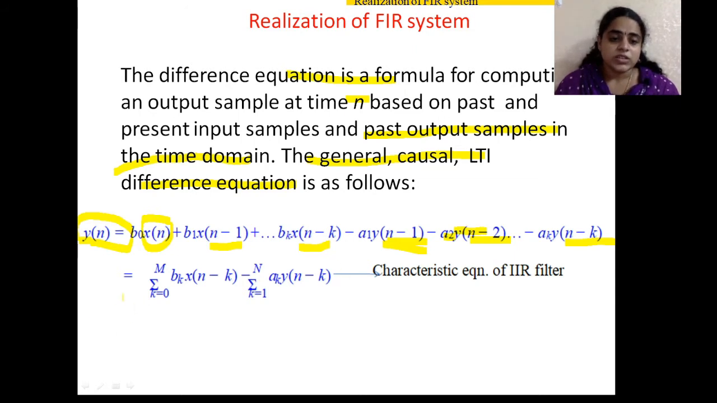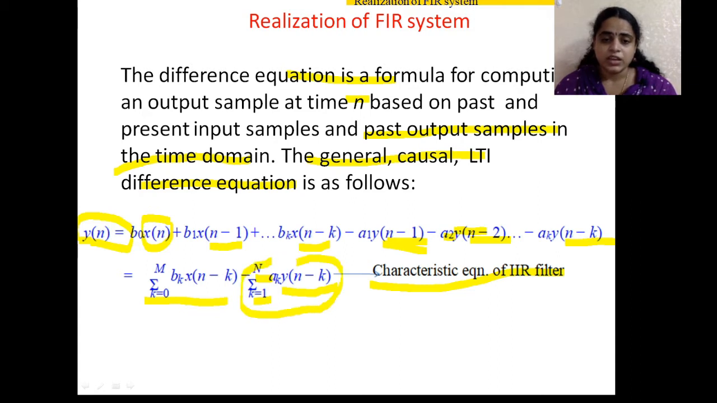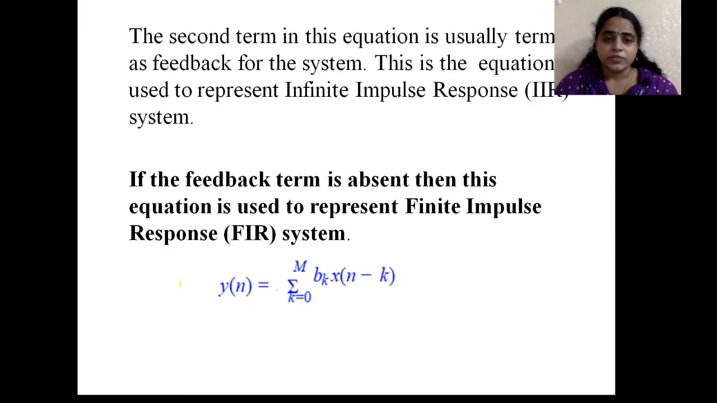This is the general difference equation structure of an LTI system: y of n equals summation k equal to 0 to m bk into x of n minus k, minus summation k equal to 1 to n ak into y of n minus k. In general this is the characteristic equation for an IIR filter. If it is an FIR filter, then there will be no feedback form. That means the past outputs won't be there. This alone will give our equation for the FIR system.